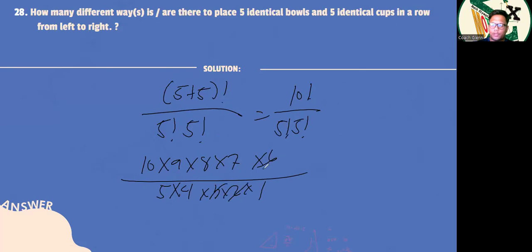So 3 and 2 would cancel 6, 4 would cancel 8 to 2, and then 5 would cancel 10 to 2 again. So 2 times 2 is 4, 4 times 7 is 28, and 28 times 9 is going to be equal to 252. So the final value here should be 252. Yep. Okay, any questions for number 28?